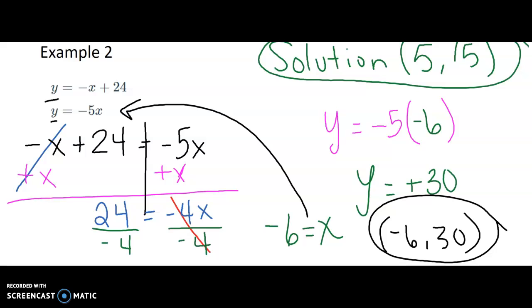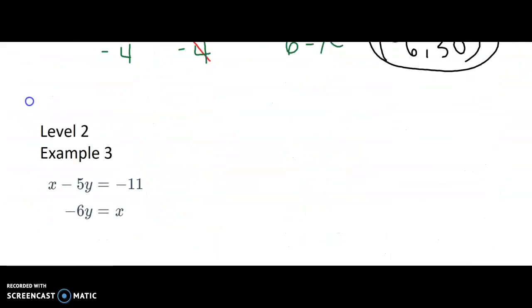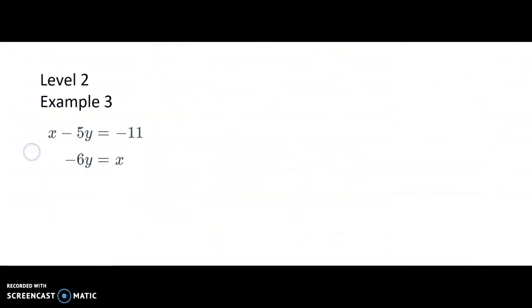Let's go ahead and do one more example, which is a little bit different. This is also a very common type of substitution method we see. Let's look at this one, level 2. Here, it's different because we don't have y equals on both sides, or x equals. So we can't say that this side is equal to this side because we have x and negative 11 there. So we need to do something else.